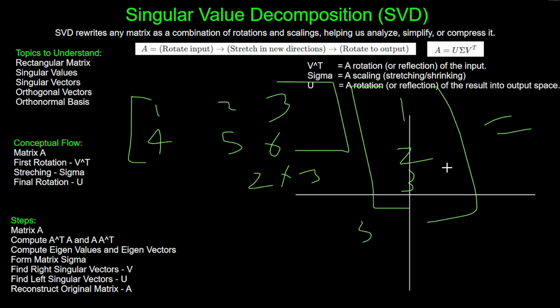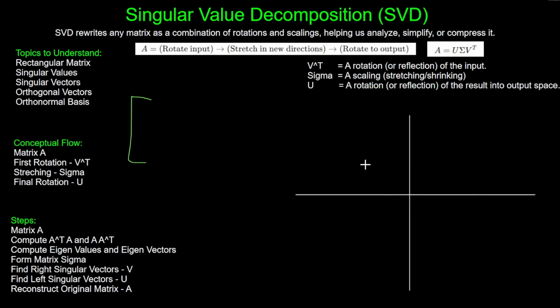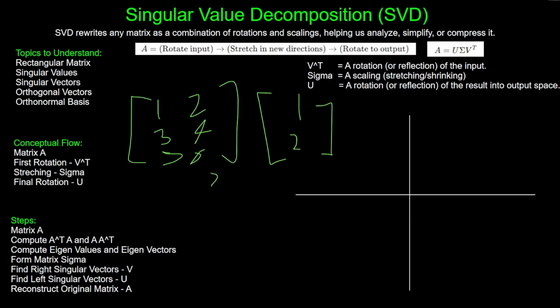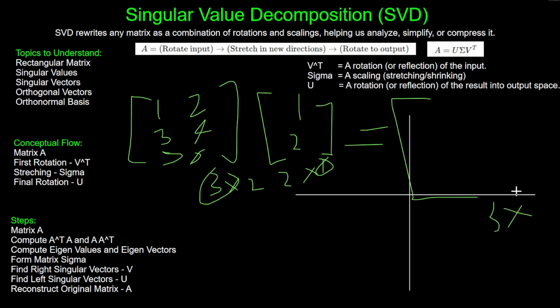Similarly, you can also add dimensions. Let's put the rectangular matrix this way: 3, 4, 5, 6. If we multiply this with a vector of 2 rows and a single column, the output will have another dimension, because it will have the shape of 3 rows and a single column. So the rectangular matrix can be used to add or remove dimensions.